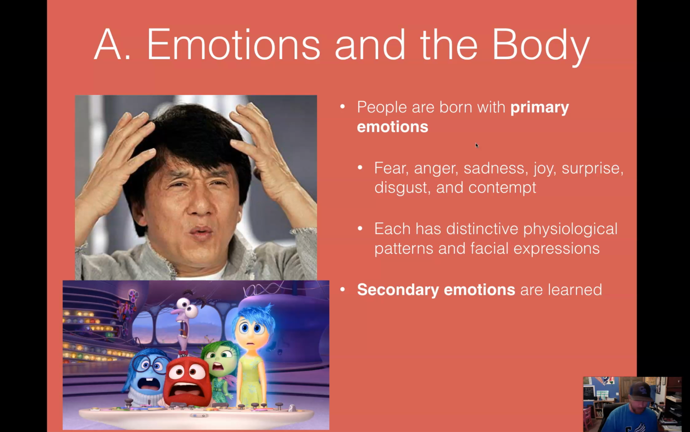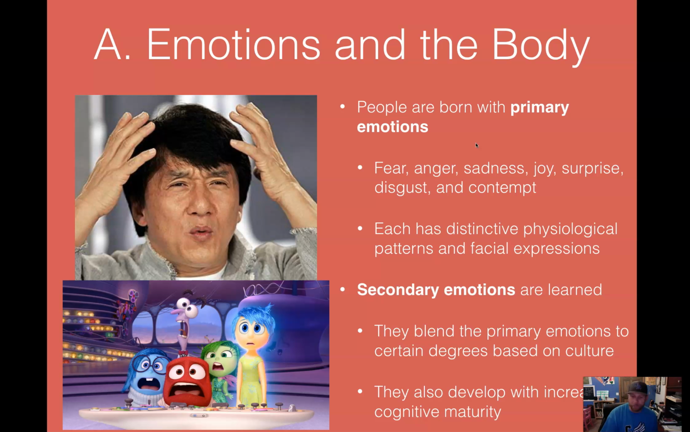Secondary emotions are the ones that we learn as a society. They get more and more complicated. They blend the primary emotions into certain degrees based on culture and other factors. They develop with increased cognitive maturity. Little babies, little toddlers, they kind of know all these primary ones, and this is it.